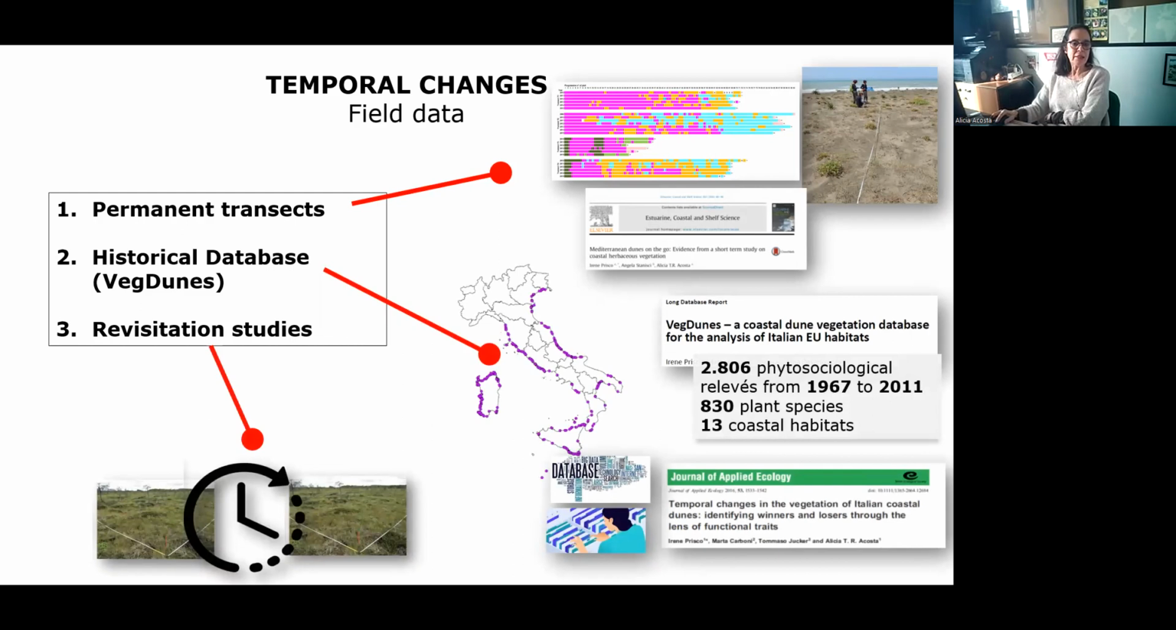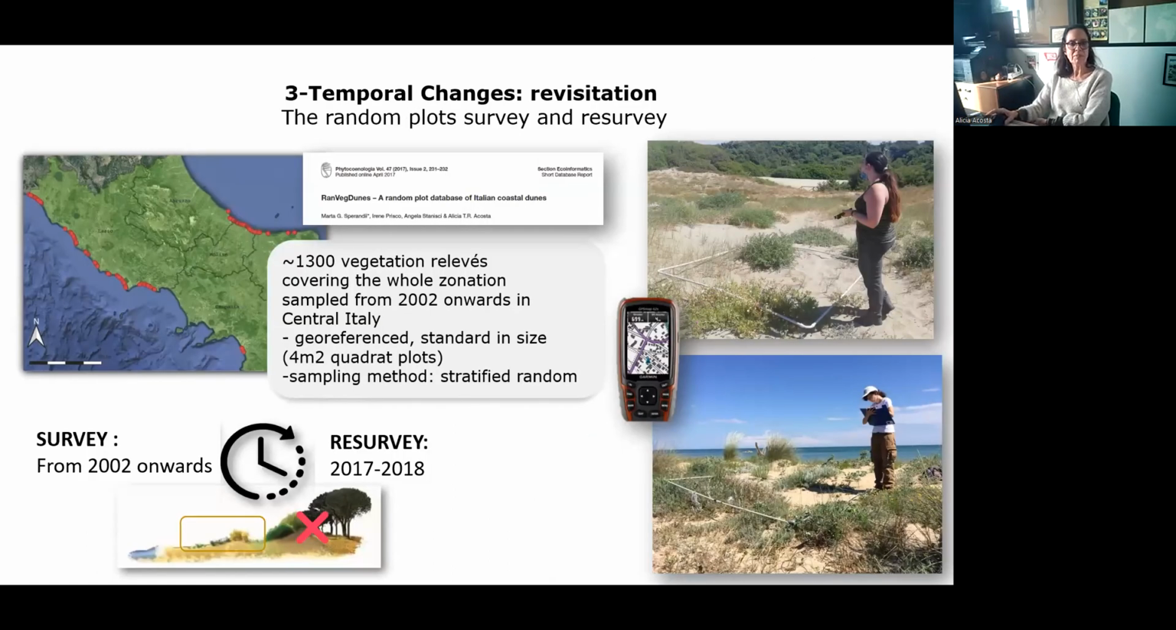And finally, we also conduct revisitation studies. As you can see, different approaches, different data, different analysis. Unfortunately, I don't have enough time to present you all of them. So I prepared a brief summary, and I will show you only main results, focusing on the most recent ones.